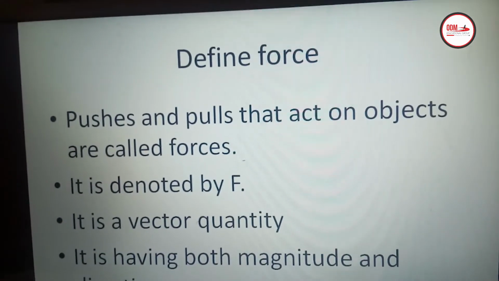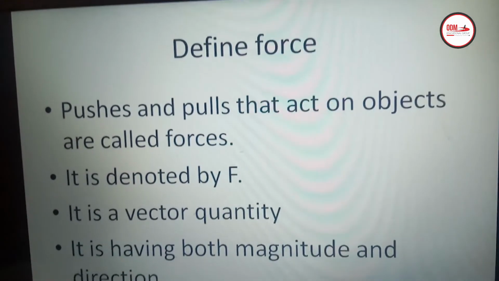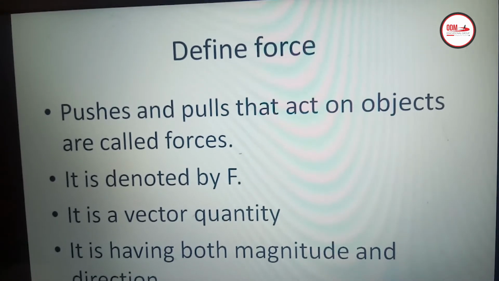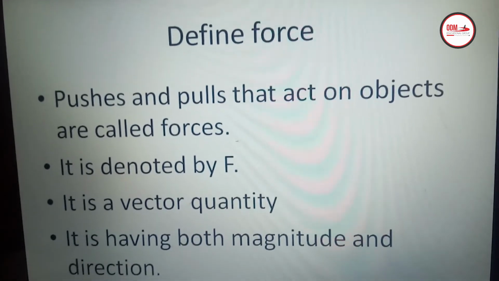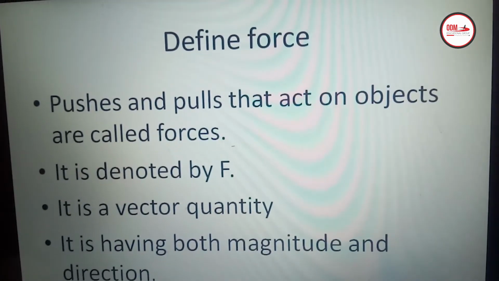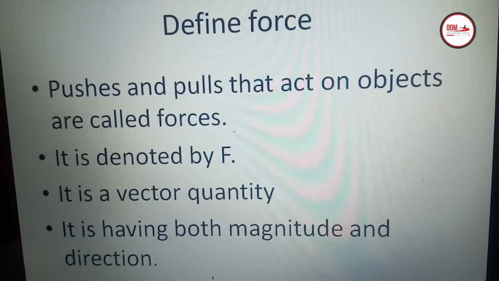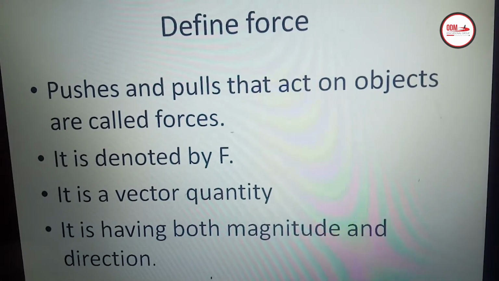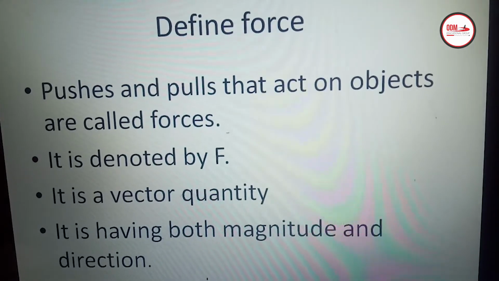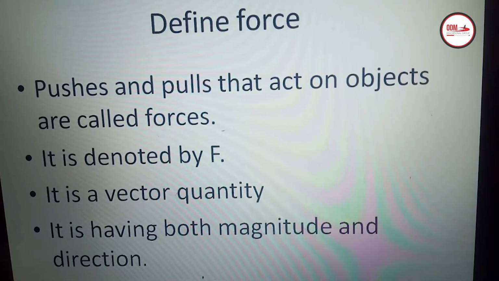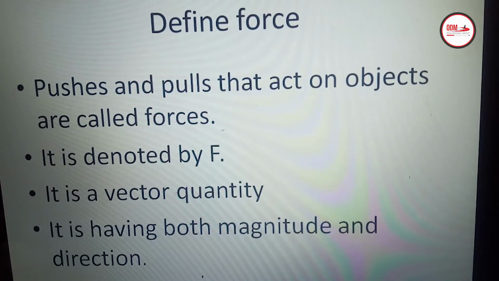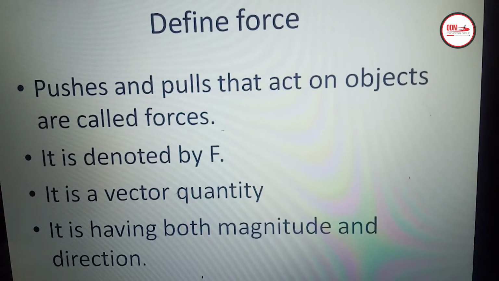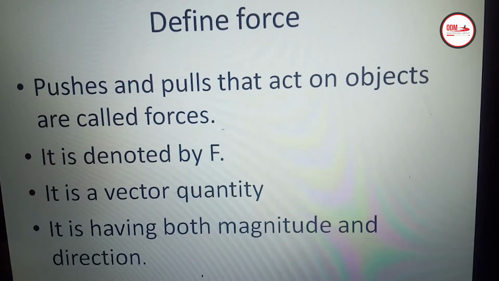Secondly, let us study what force is and what its SI unit is. Children, the pushes and pulls that act on an object are called force. All the physical quantities are denoted by some letter. Here the force is denoted by the letter F. Force is a vector quantity. What is the meaning of a vector quantity? The physical quantities which have both magnitude as well as direction are called vector quantities.